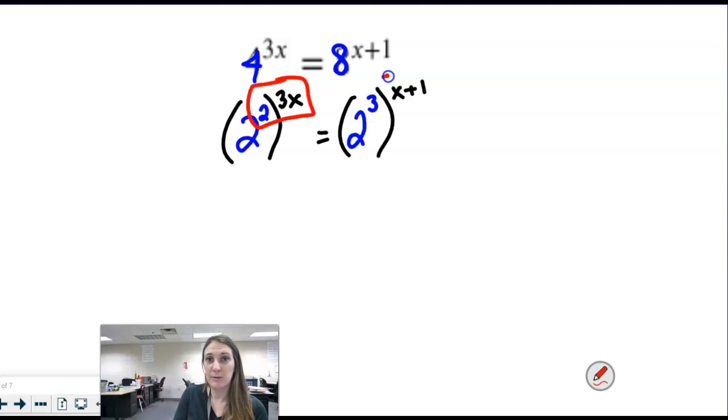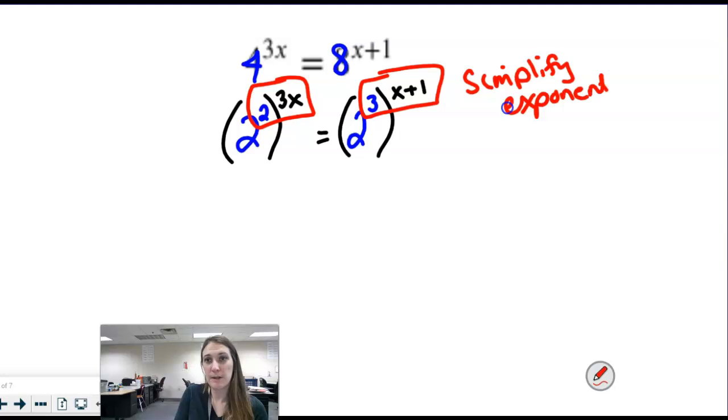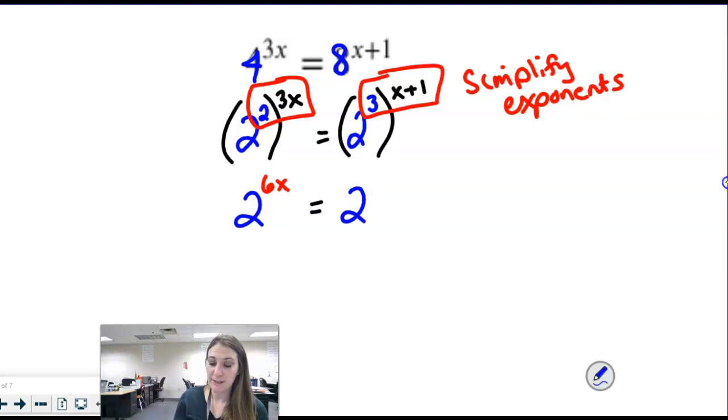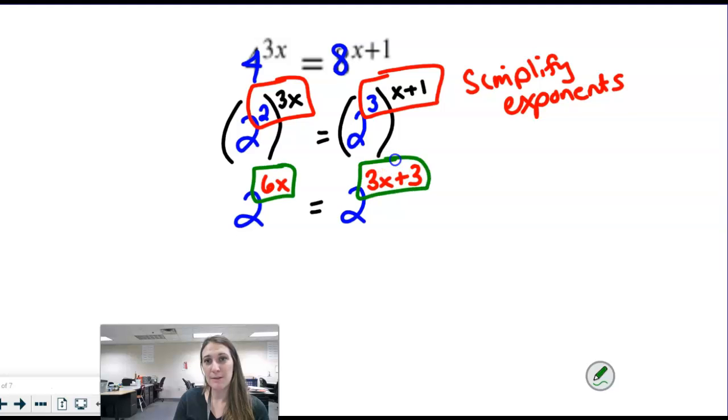So right here and here, I need to simplify the exponents. So think about your exponent rules. If you have a power raised to another power like that, we multiply them together. So this side becomes 2 to the 2 times 3x, which is 6x. And then this side over here would be 2 to the, now careful on this one, it's 3 times the entire exponent of x plus 1. So we have to distribute that 3. So that would be 3x plus 3. Okay, now that we have the same base with exponents, we can set our exponents equal to each other. We can equate the exponents.